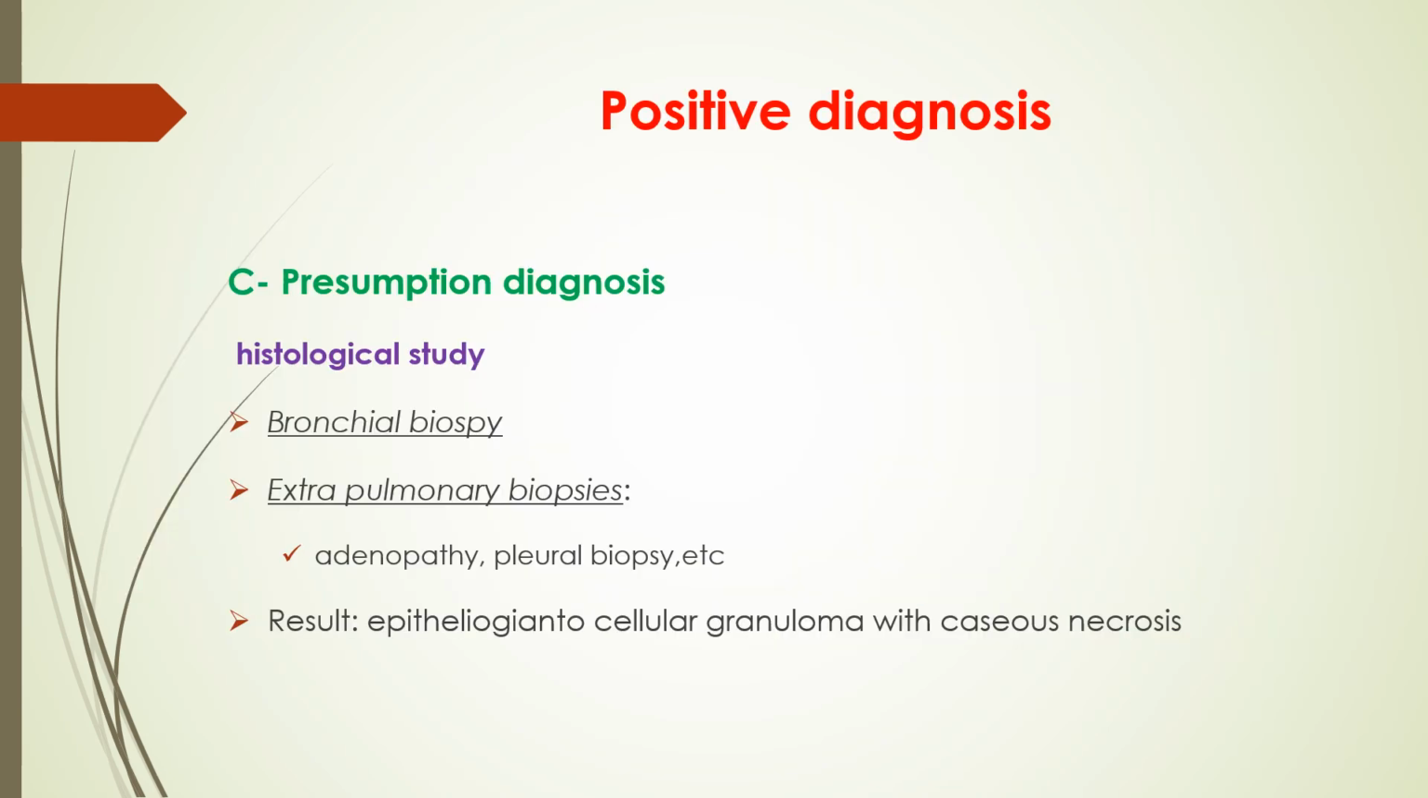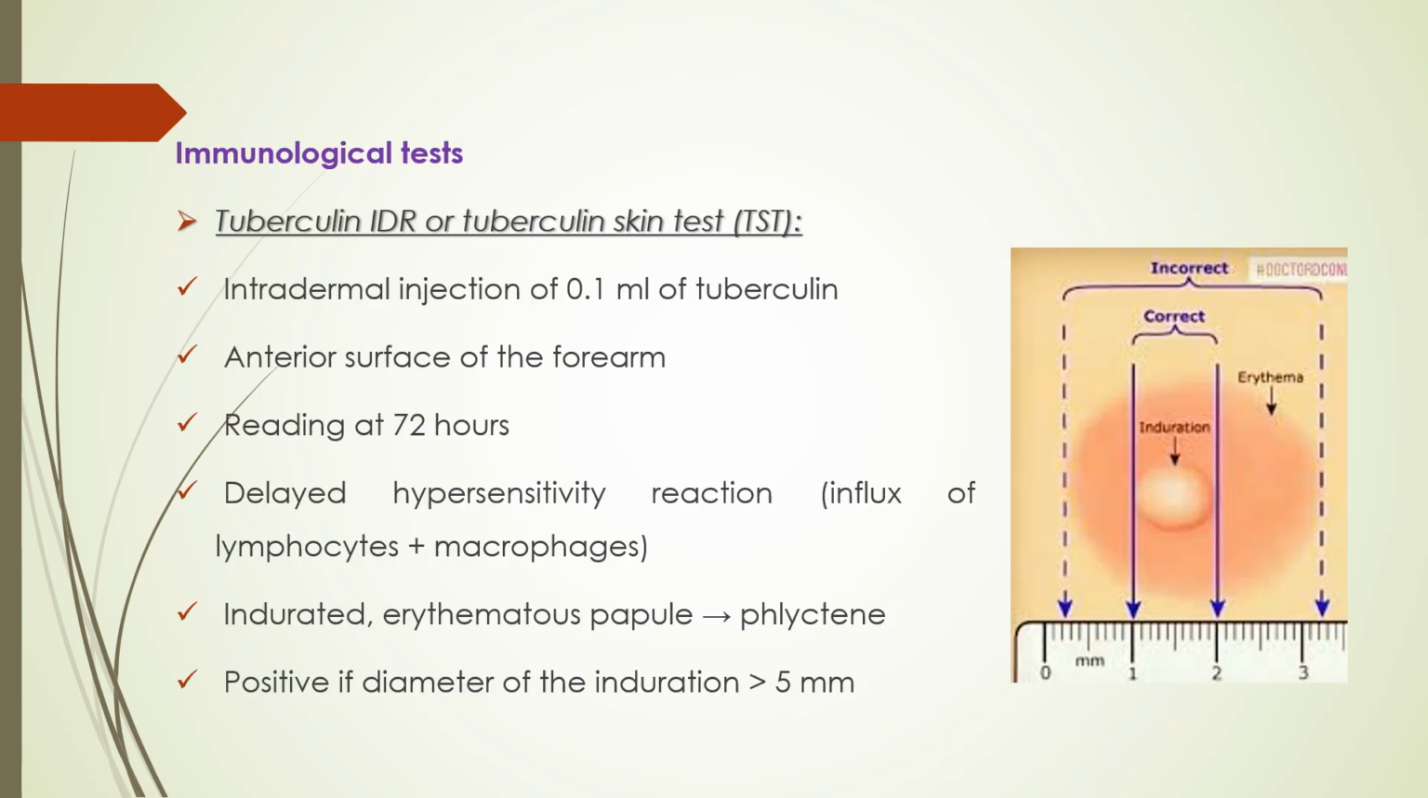If all these exams remain negative, we have some other exams that could suggest the diagnosis but not confirm it, but they could help us to take a position. For example, we could have histological study: we do bronchoscopy with bronchial biopsies or extrapulmonary biopsies, like if we have an adenopathy or a pleural effusion, we could do biopsies and we have the result of epithelioid gigantocellular granuloma with caseous necrosis, which is very suggestive of tuberculosis.